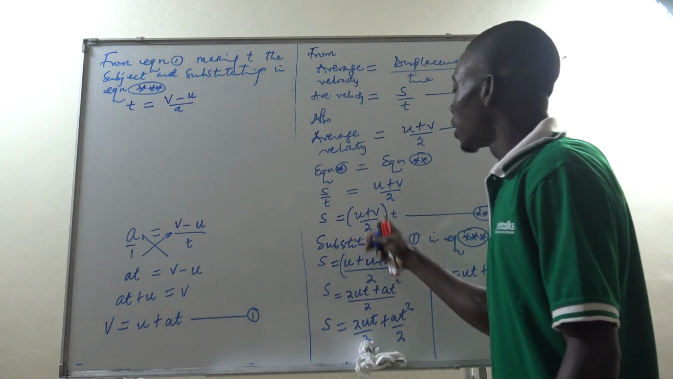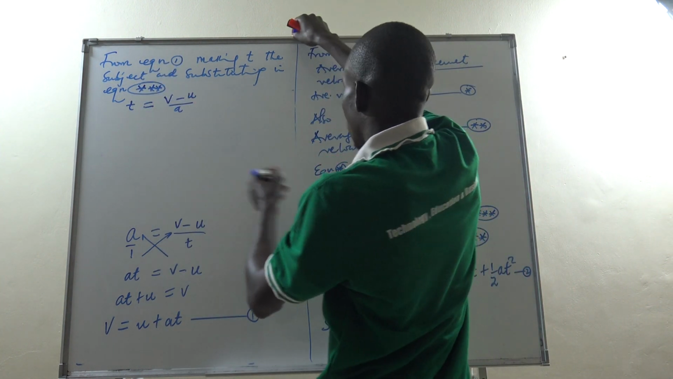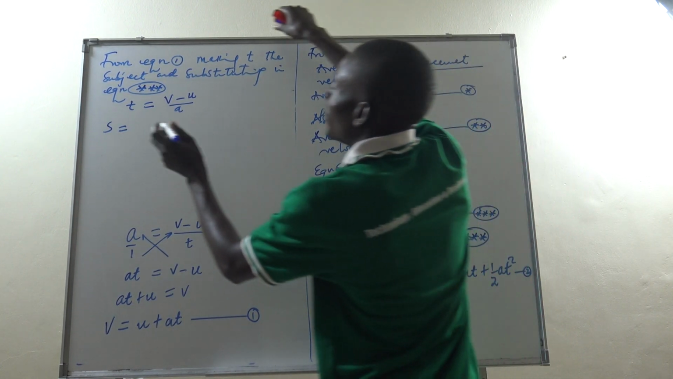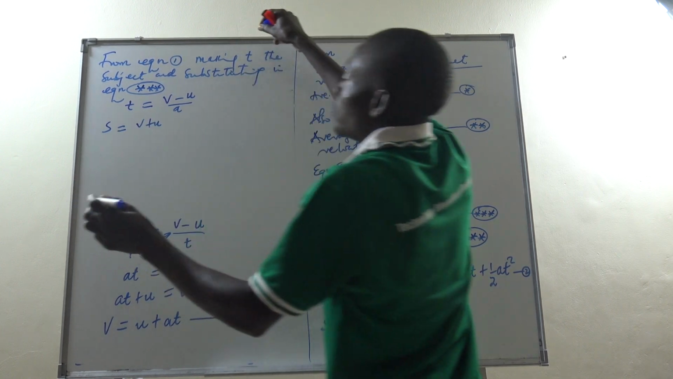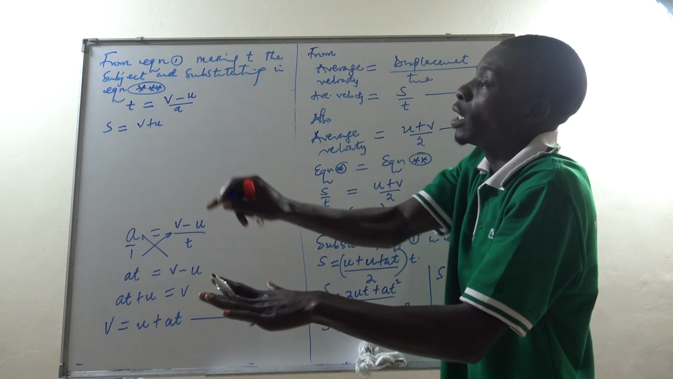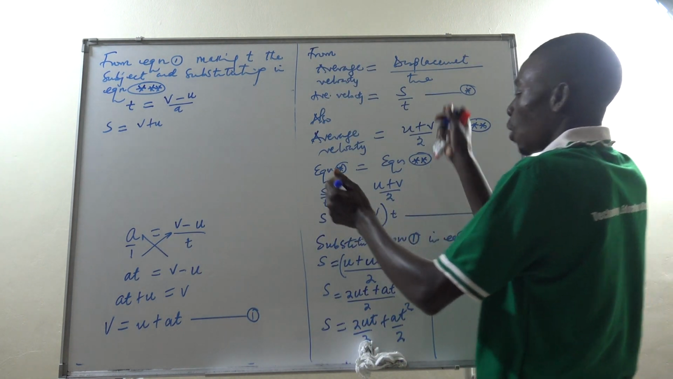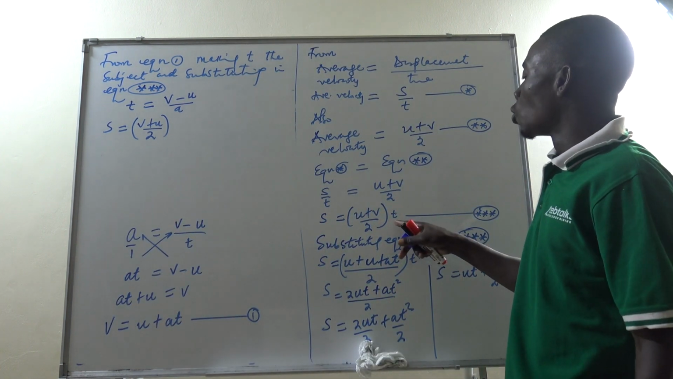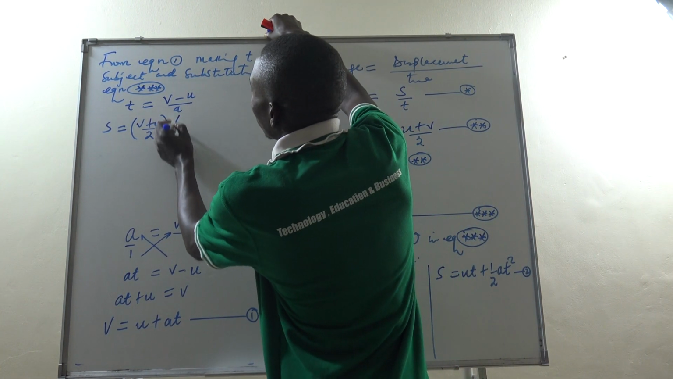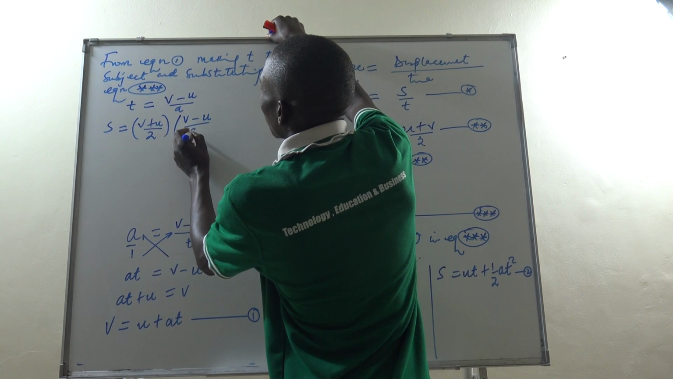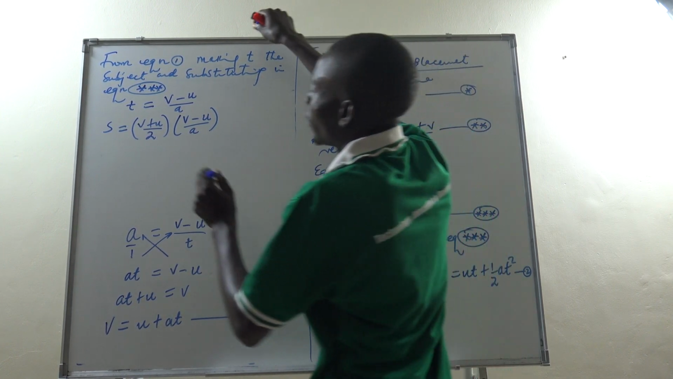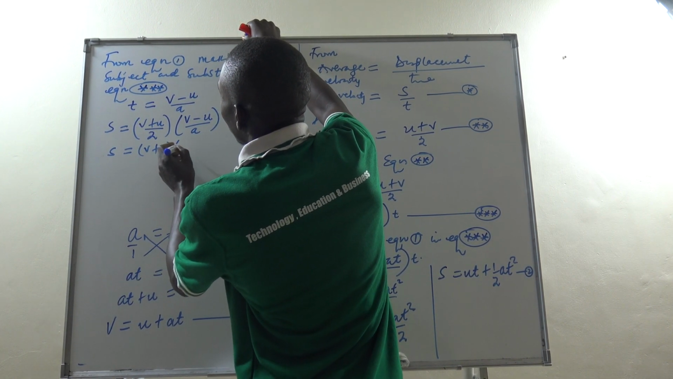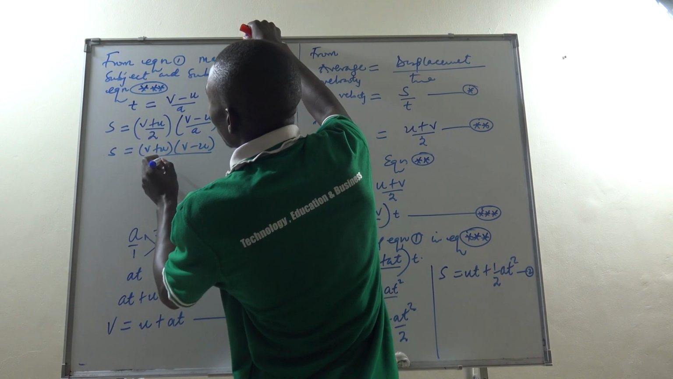So s equals u plus v, which can be written as v plus u, there is no problem with the order of addition, over 2, times t, but now t is v minus u over a. That gives s equals v plus u times v minus u over twice a.